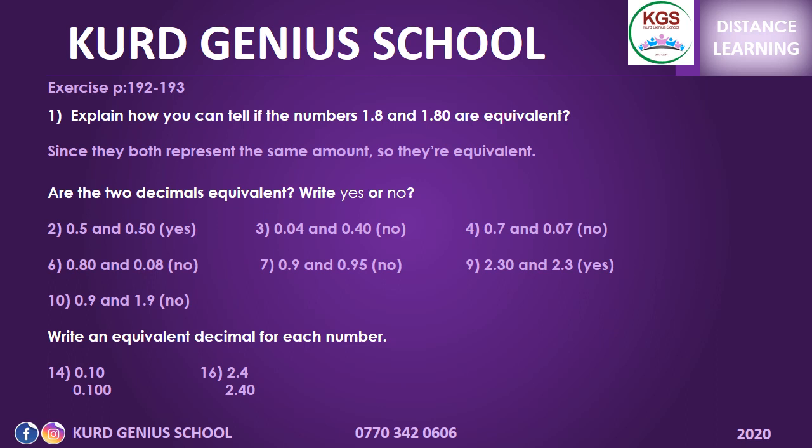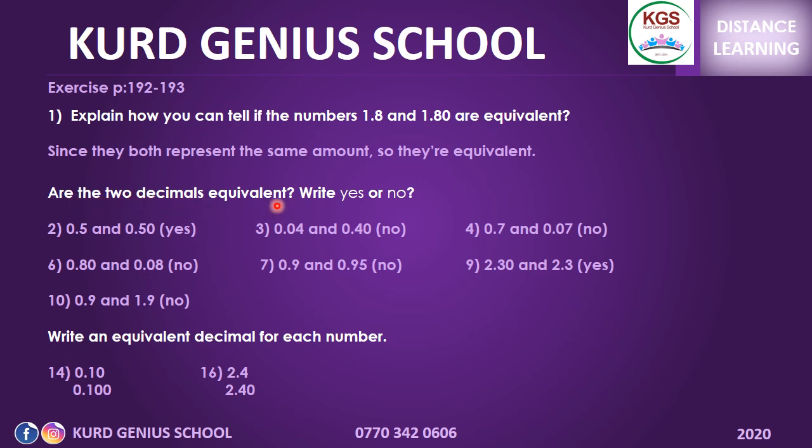Exercise page 192 to 193. Number 1. Explain how you can tell if the numbers 1 and 8/10 and 1 and 80 hundredths are equivalent. Since they both represent the same amount, they're equivalent, just like the example I gave you before.